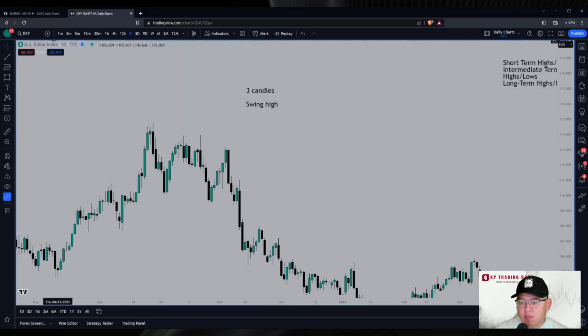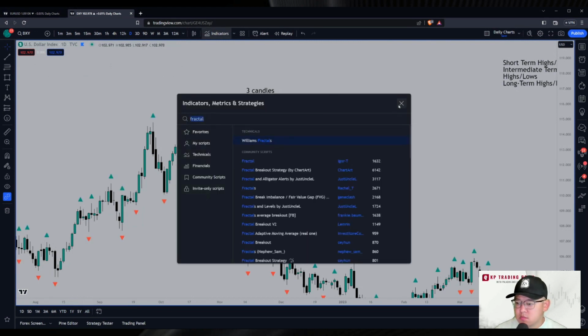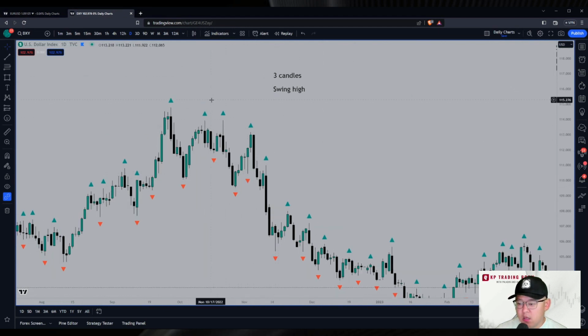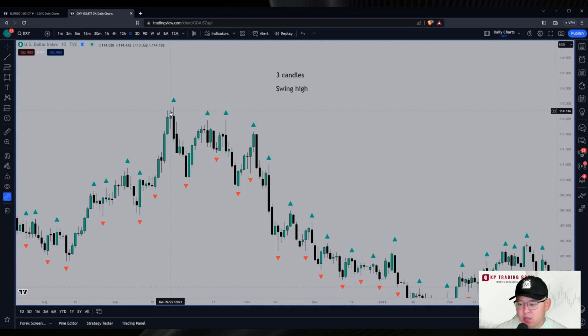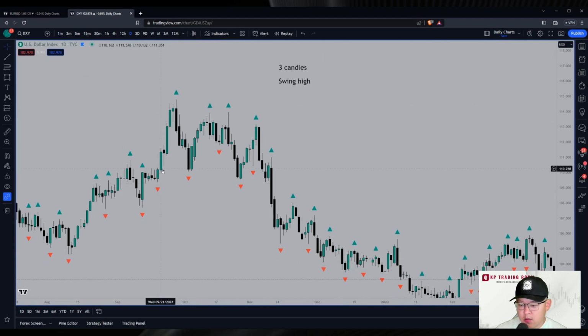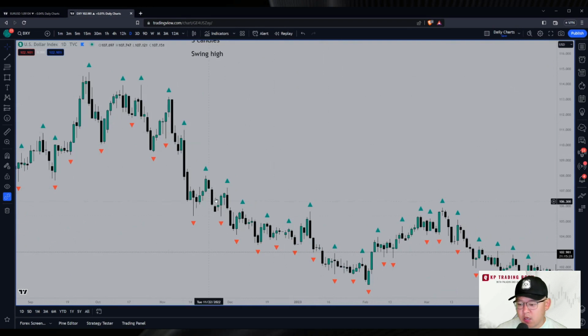So let me see if I can bring up a fractal indicator. All right, so these fractals will paint when you have that 3-bar pattern. You can see there's a high, a higher high, and then a lower high. Here we see a low, a lower low, and a higher low. Same thing here. So these are creating our swing points in the market, and you can see in a downtrend we're going to have swing points printed on the way down.